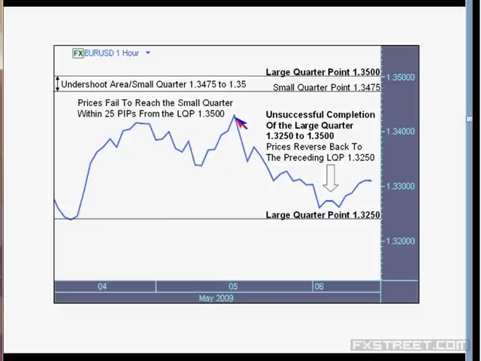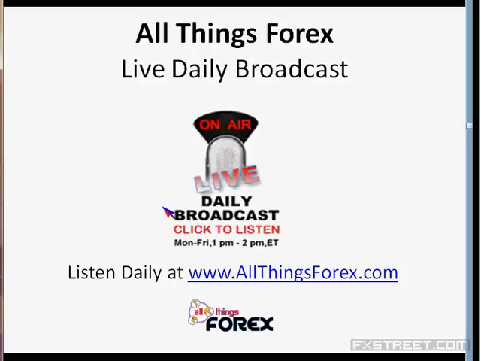After the two unsuccessful attempts here to complete the large quarter, we get to see a move that takes prices back, targeting the preceding large quarter point at $1.3250 as a result of the unsuccessful completion of the large quarter, a move of 250 pips there. So this is the introduction that I wanted to show you to the large quarters theory today.